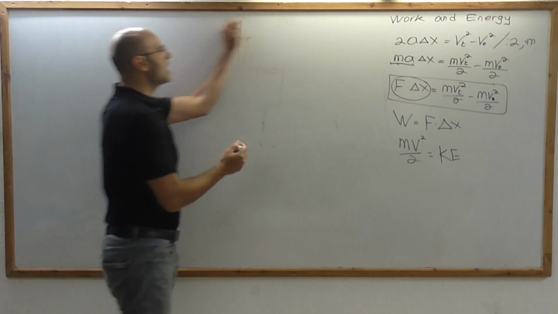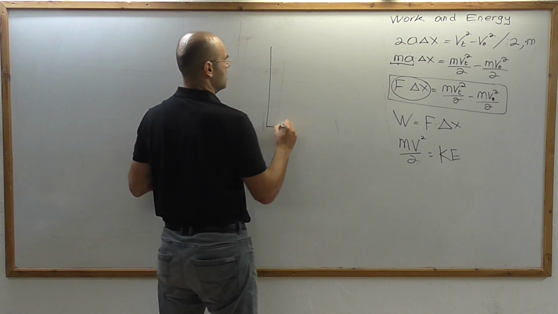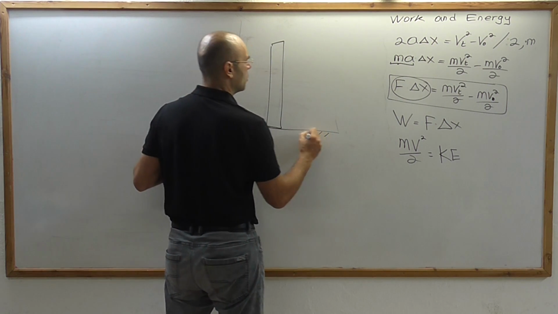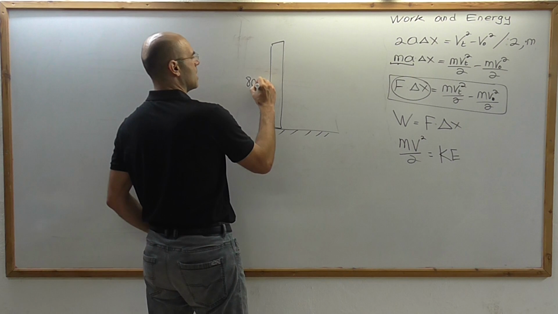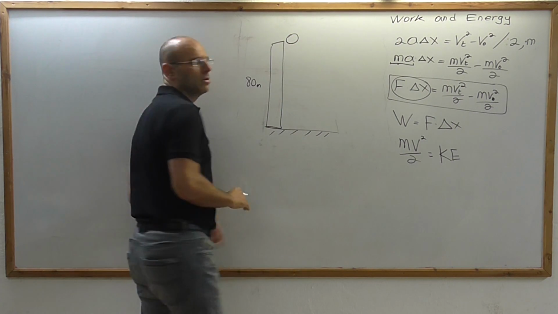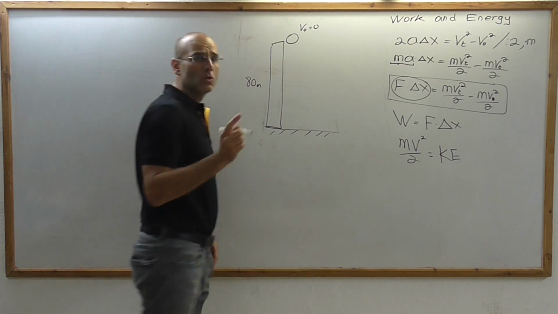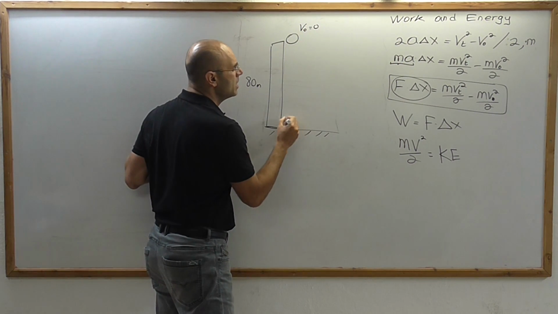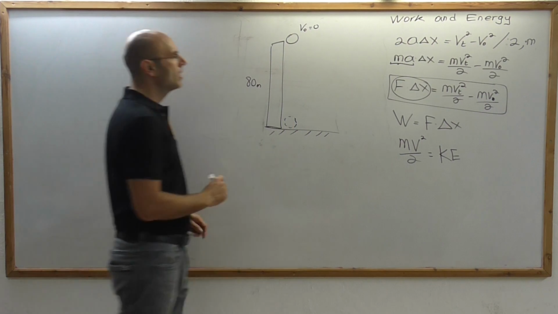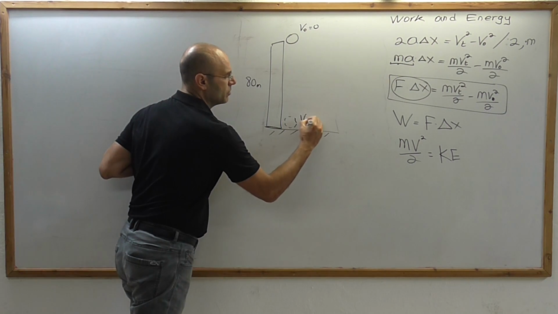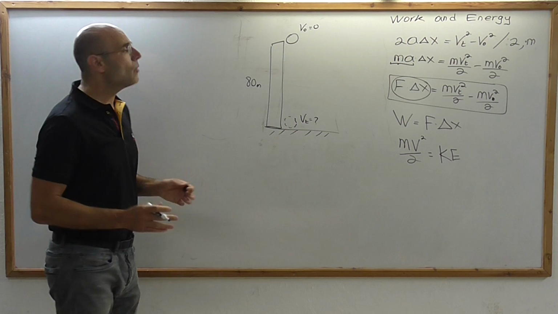Okay, suppose I have a tower, 80 meters height, and I drop a ball from a velocity 0. And I want to know what the velocity will be when it reaches the ground. V final, or Vt. How will I find it?